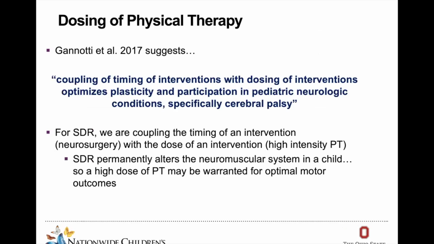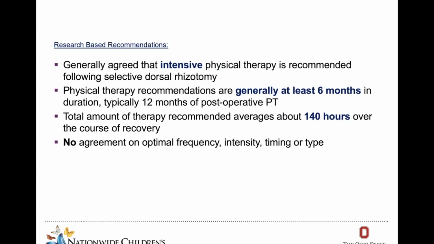The coupling of timing of interventions with dosing of intervention optimizes plasticity and participation in pediatric neurological conditions, specifically cerebral palsy. For SDR, we are coupling the timing of an intervention with the dose. And SDR permanently alters the neuromuscular system, so a high dose of PT is warranted for optimal motor outcomes. Physical therapy is generally recommended for at least a 6-month duration, typically 12 months post-op, and we usually recommend up to 140 hours during the course of recovery. To emphasize this, there's no agreement on optimal frequency, intensity, timing, or type.